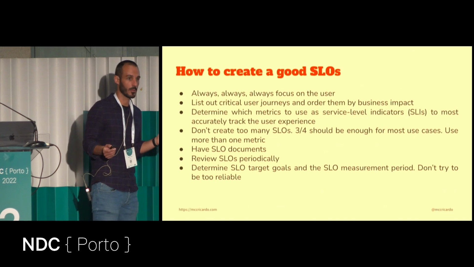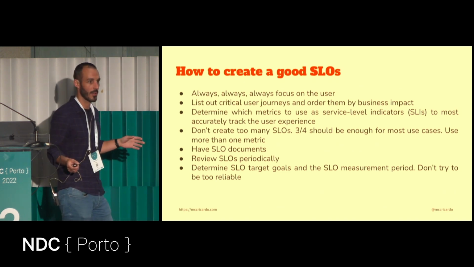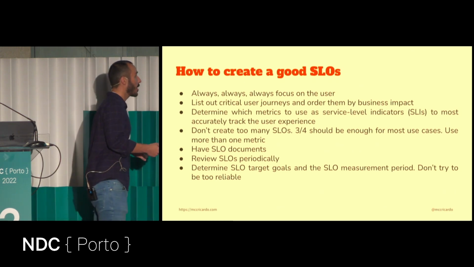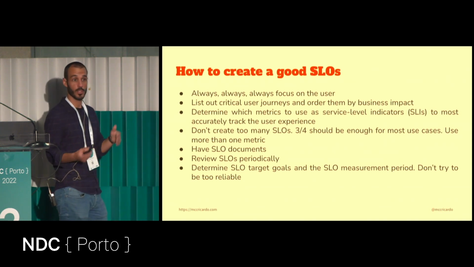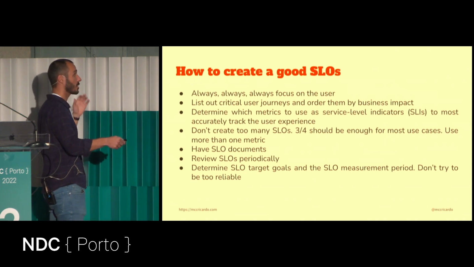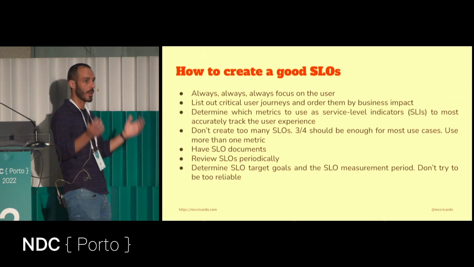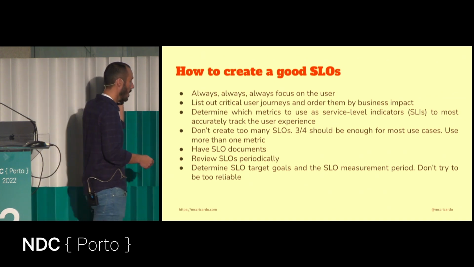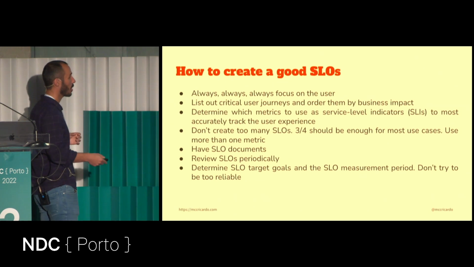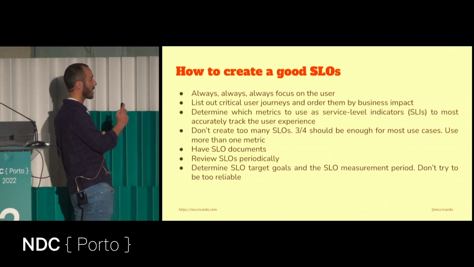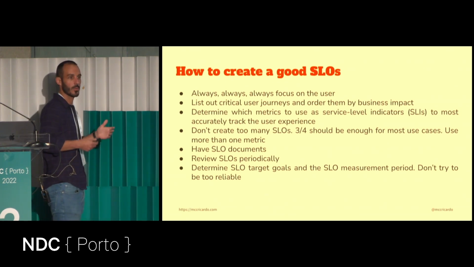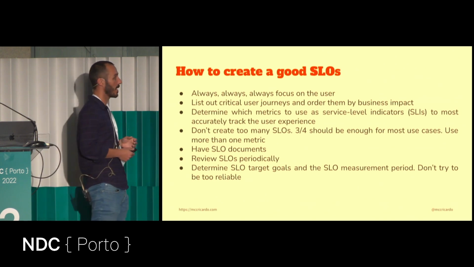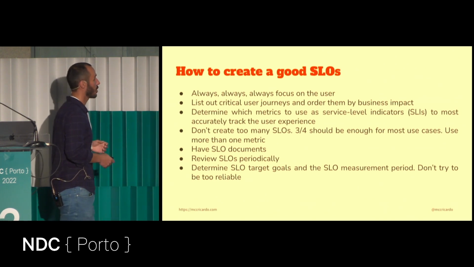Another rule of thumb: do not create too many SLOs. We can be overwhelmed if we just start defining SLOs for everything. Three or four should be enough for most use cases, and some SLOs can be combined to track more than one thing. One important thing is to have SLO documents, and we're going to see an example extracted from the Google SRE book of what an SLO document might look like and what information should be there.